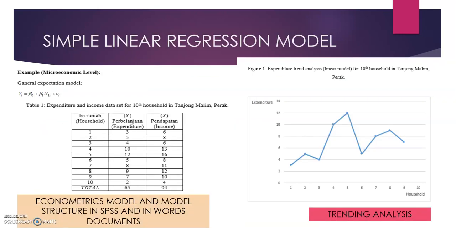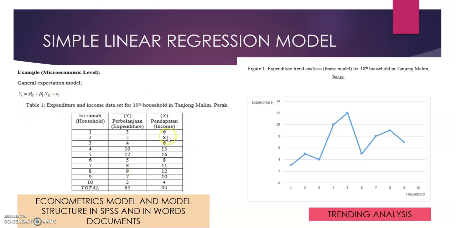Next, let's start with the simple linear regression model. The simple linear regression model is an econometric tool, or one of the econometric approaches. Here is an example at the macroeconomic level, where the general model is Yt equals beta 0, where beta 0 is the constant, plus beta 1, where beta 1 is the slope coefficient, times X1t, where X1t is the independent variable. And we have epsilon t here, which we call the error term.